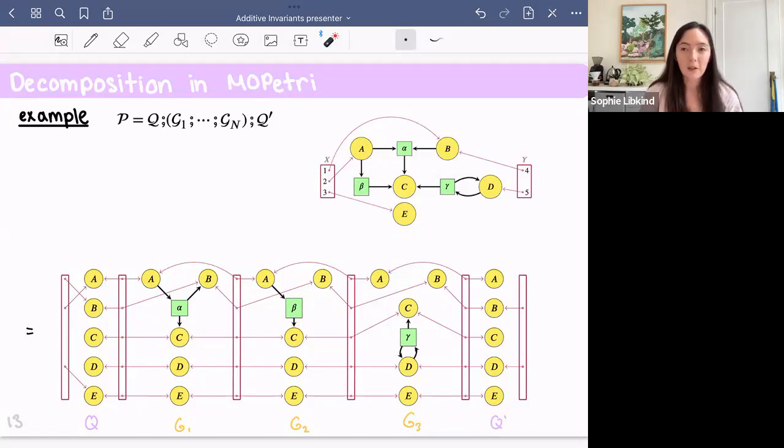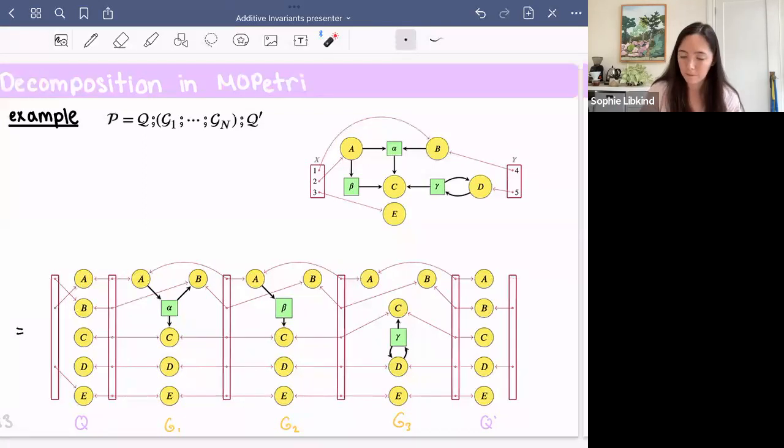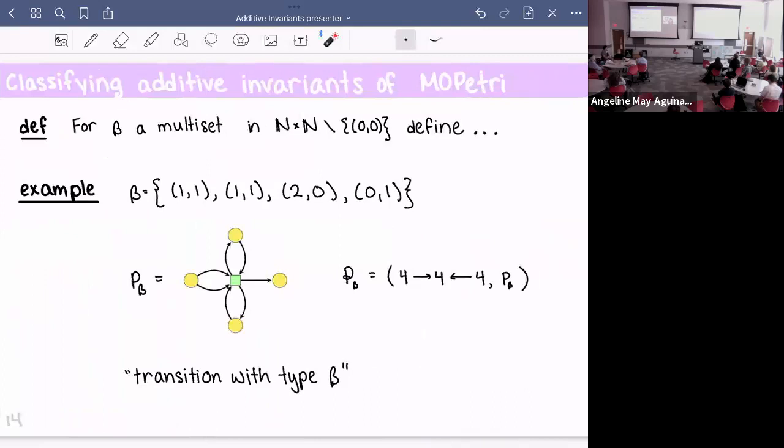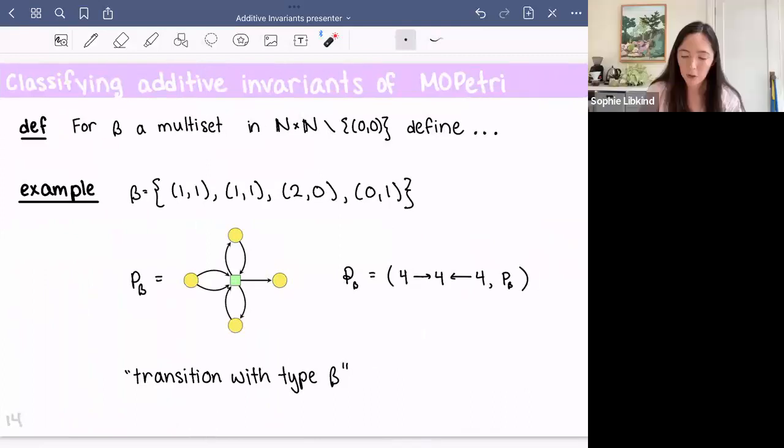So just like we had those building blocks P sub mn in the case of open Petri nets, here we're going to have a larger class of building blocks in the case of monic open, or MOPE, nets. Again, because you can't create things like catalysts in the category of MOPE nets. So here are building blocks. For beta, a multiset in pairs of natural numbers excluding (0,0), we're going to define these, and actually I find these definitions way easier through example.